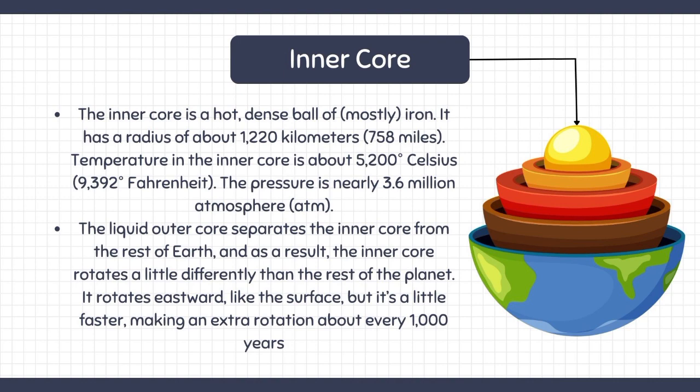So, let me tell you some fun facts about the inner core. Did you know that our inner core is actually hotter than the surface of the sun? That's right. The inner core temperature is estimated to be between 5,200 to 7,000 degrees Celsius, while the surface of the sun is around 5,500 degrees Celsius. It's amazing to think that there is a place on Earth hotter than the sun.